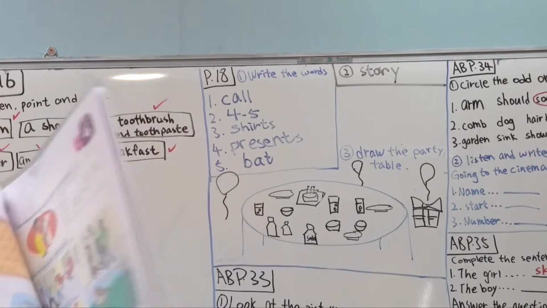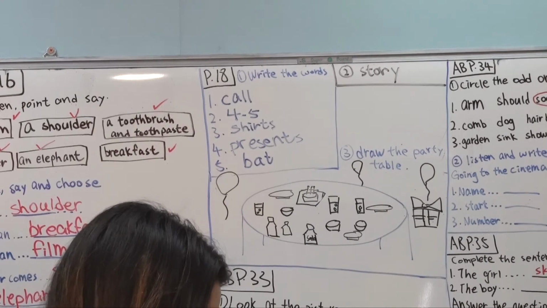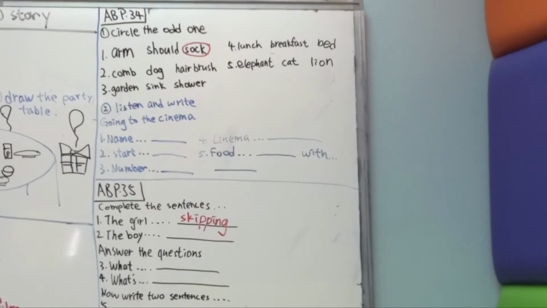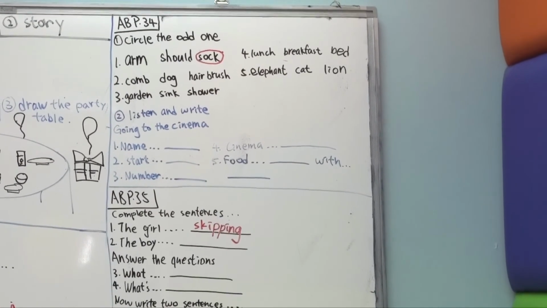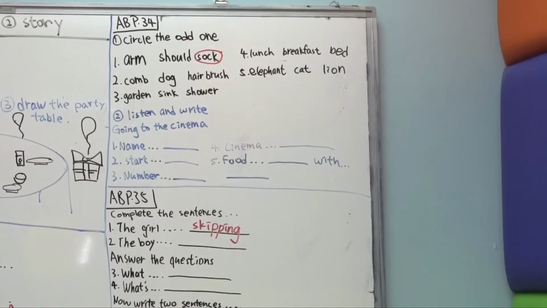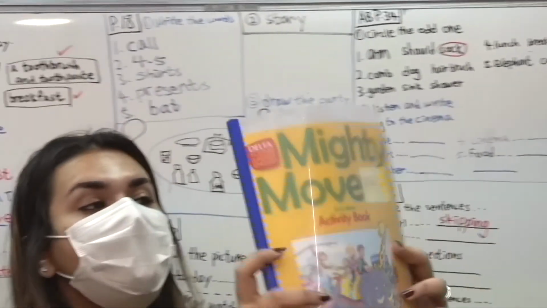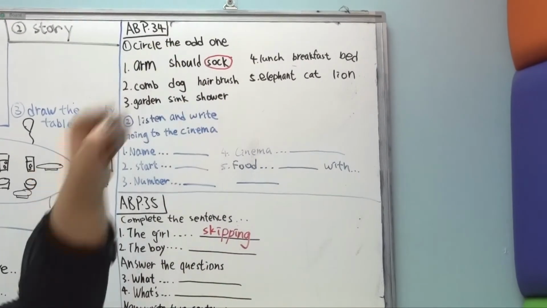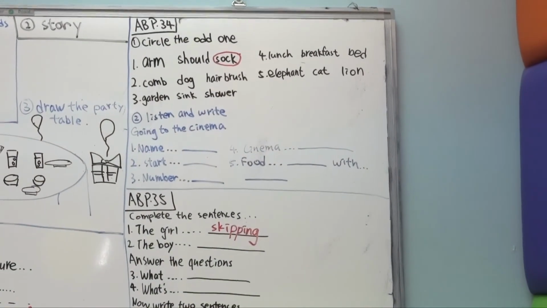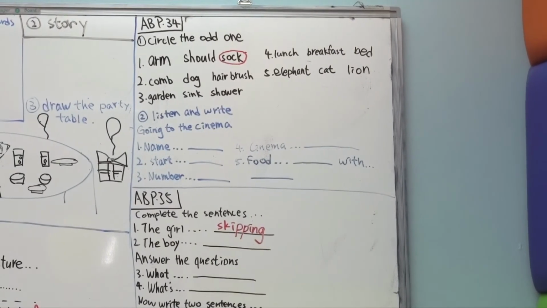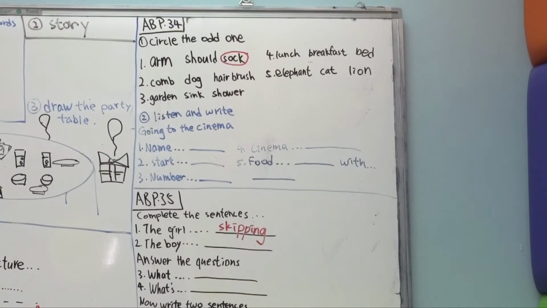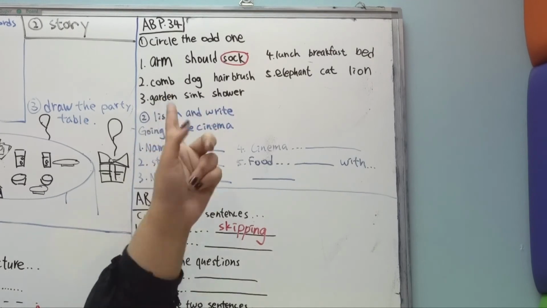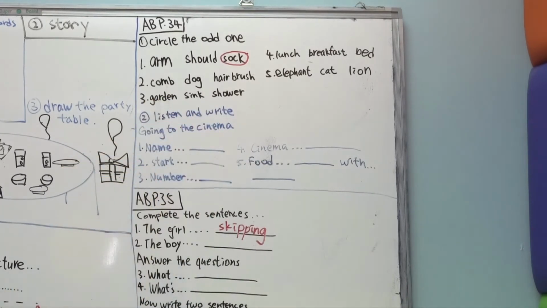Now close this book and turn to your super book. So everyone, moving on to the activity book, the yellow book. Please take out your yellow book and turn to page number 34. Page number 34. Okay? You have to circle the odd one. So Miss Sophie has written some words here, right? In your book, there are pictures. So let's look at the example.